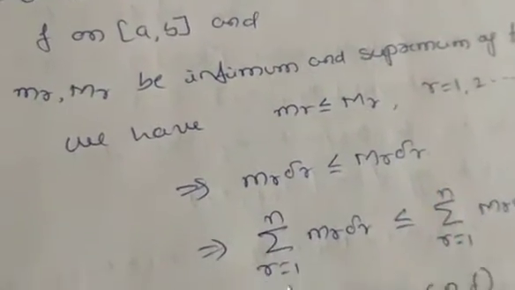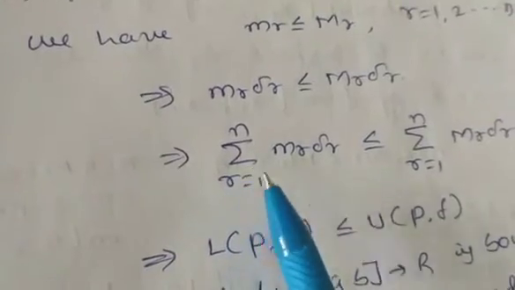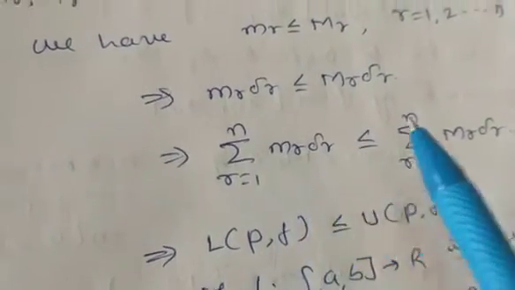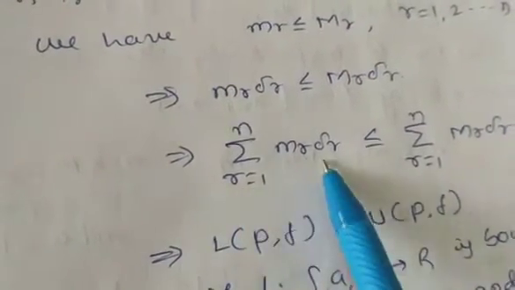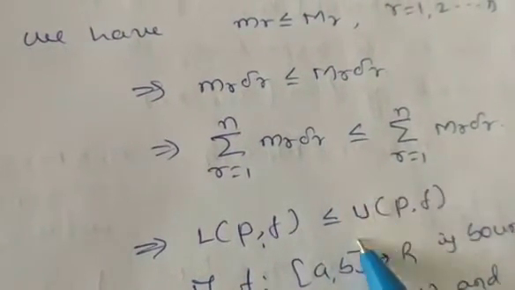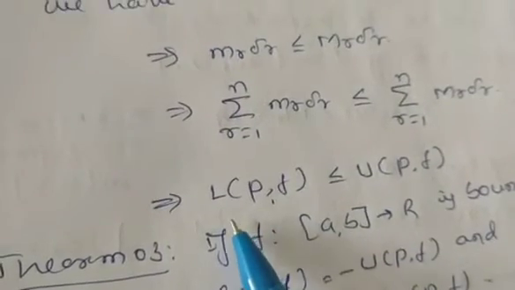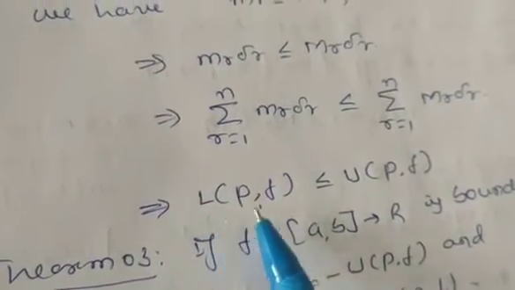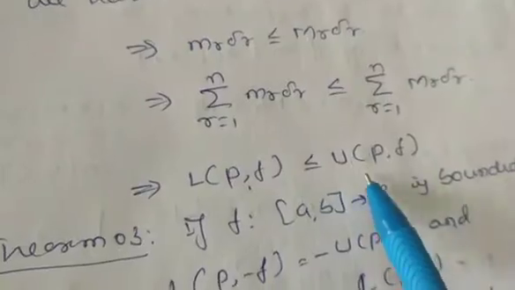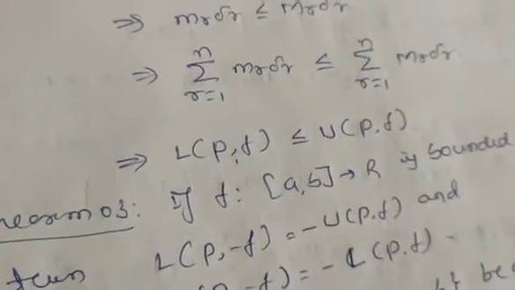and apply sigma on both sides. That is, sigma r equals 1 to n of m_r delta r is less than or equal to sigma r equals 1 to n of M_r delta r. And again from the definition, we know this one is L(P, f), which is less than or equal to U(P, f). So this implies L(P, f) is always less than or equal to U(P, f).